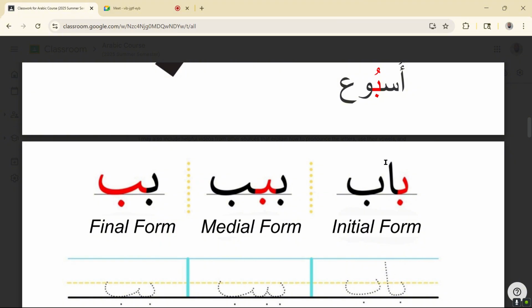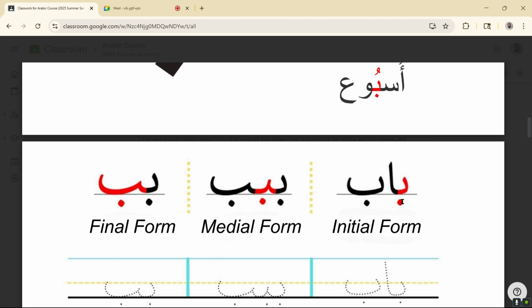Ba. Mm-hmm. Alif, Ba. Good. MashaAllah. See, I want everybody at that level. But in the beginning, I'm going to cover most of it as we're learning. So yeah, this B is the same as this B. It's just in different forms.